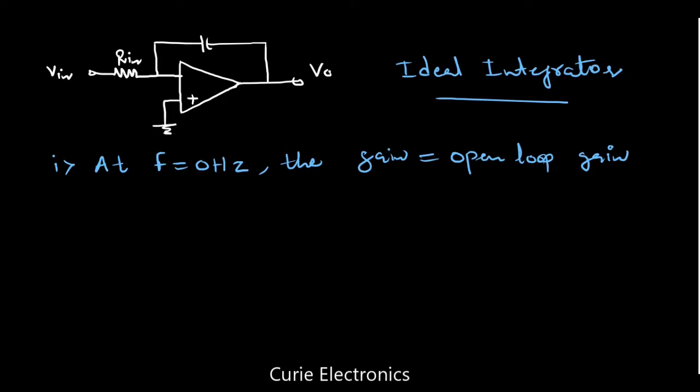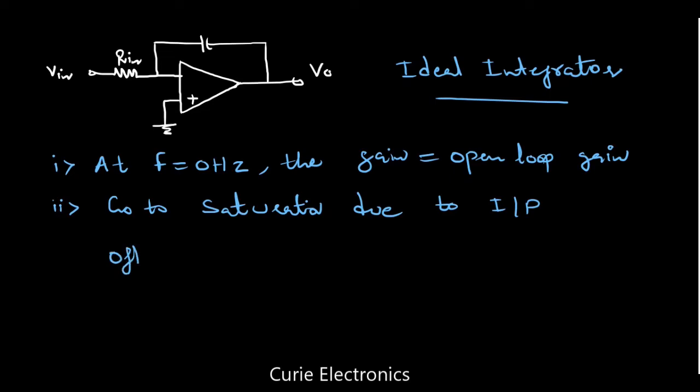Because some offset voltage will be there in the input. So this ideal integrator, when the input is at low frequency, goes to saturation, due to the input offset voltage. So if you want to make a practical integrator, there has to be some modification for it.